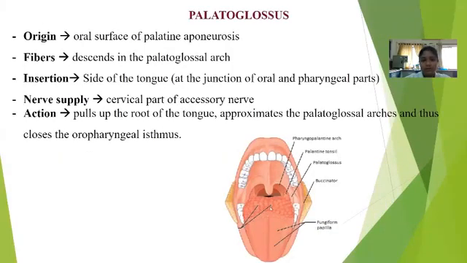Coming to palatoglossus. The origin is the oral surface of the palatine aponeurosis. Fibers descend in the palatoglossal arch. Insertion: side of the tongue at the junction of oral and pharyngeal parts. Nerve supply: cervical part of the accessory nerve. Action: pulls up the root of the tongue, approximates the palatoglossal arches and thus closes the oropharyngeal isthmus.